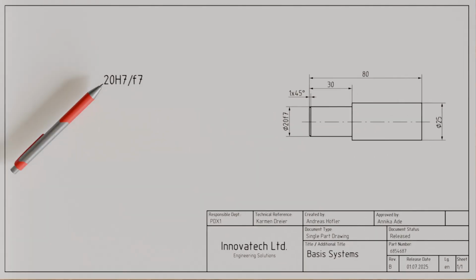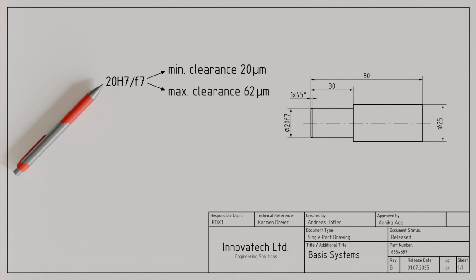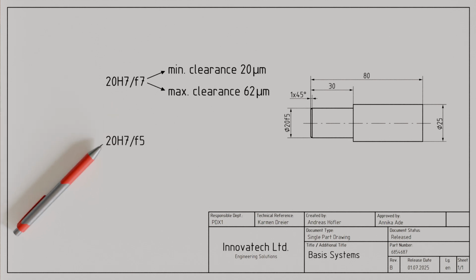For example, the fit 20 H7/F7 has a minimum clearance of 20 micrometers and a maximum clearance of 62 micrometers. If one wanted to produce the shaft 2 tolerance grades finer with F5, this would only be possible by ultra-precision turning and thus with very high manufacturing costs. However, the fit would still have a minimum clearance of 20 micrometers, so the minimum clearance would not change. The maximum clearance would only decrease from 62 to 50 micrometers. The marginal reduction of the maximum clearance by the very fine tolerance grade with unchanged minimum clearance is therefore disproportionate to the enormous manufacturing effort.